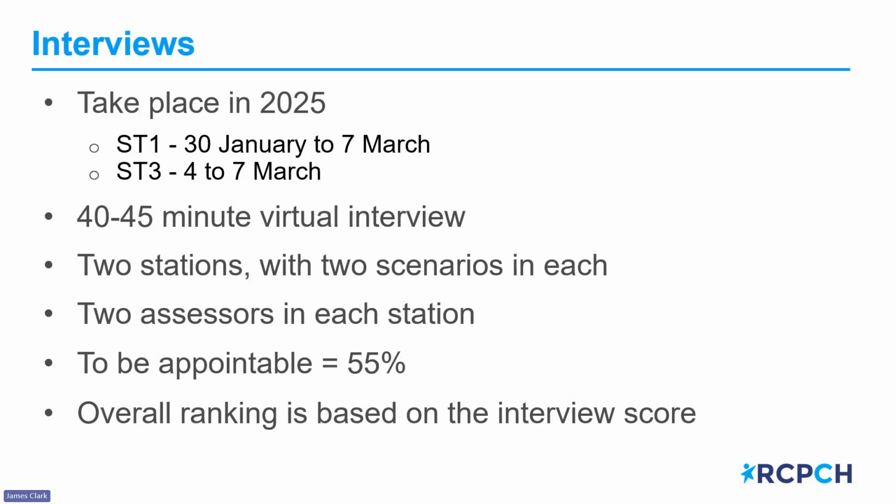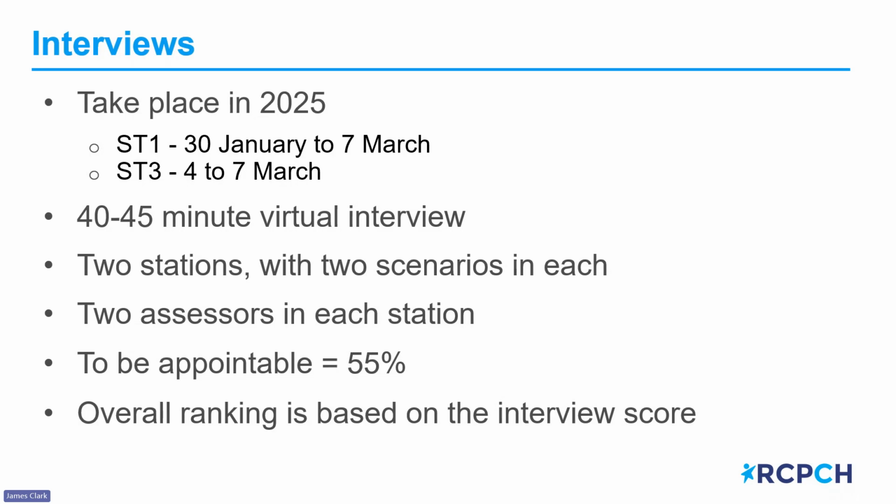Depending on whether you apply for ST1 or ST3, it's a 40 or 45-minute interview. You've got 20 minutes in each station for ST1 or 17 minutes in each one for ST3. It's 2 stations with 2 different types of scenario in each, which we'll run through in a moment. You've also got 2 assessors in each station who will be assessing those. When you get your overall score at the end, in order to be appointable, which basically means that you are in the running to be made an offer, you need to reach 55%.